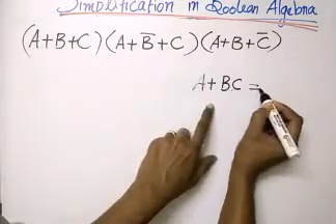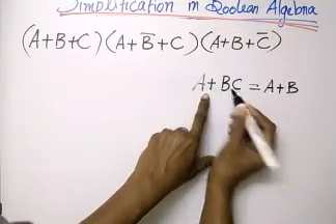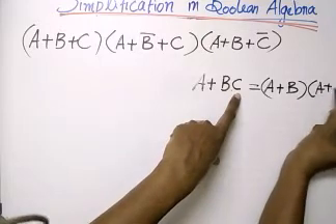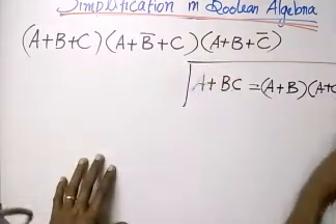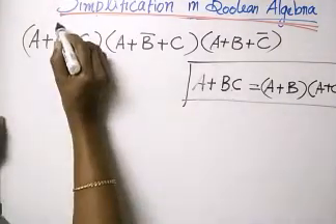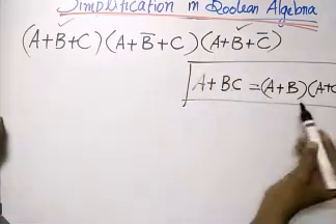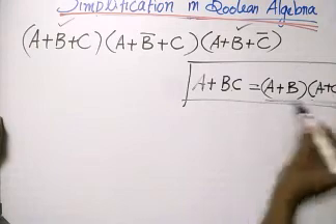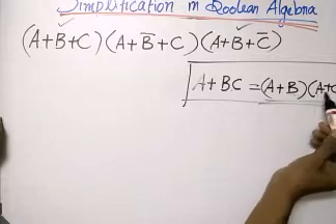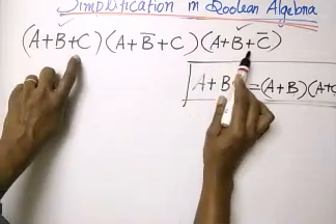The result will be A or BC equals A or B and A or C. Here OR is distributed over the AND. We should know this distributive law to solve this expression. Consider the first and third terms. These two terms are similar to the RHS of this distributive law, that is A or B and A or C. Here we have A or B or C, and A or B or C bar.